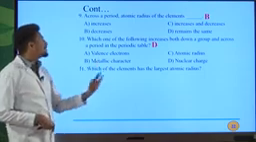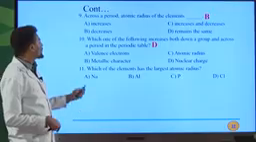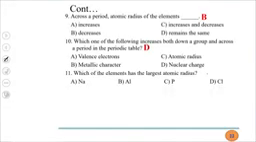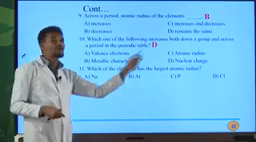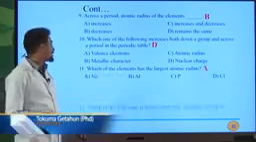Which of the following elements has the largest atomic radius? These are elements of the same period. I told you that from left to right across the period, atomic radius decreases. Sodium is a group 1A element, so it has a larger atomic radius when compared with other elements of the same period. So A is the correct answer.